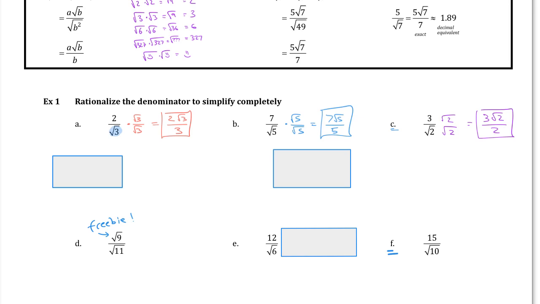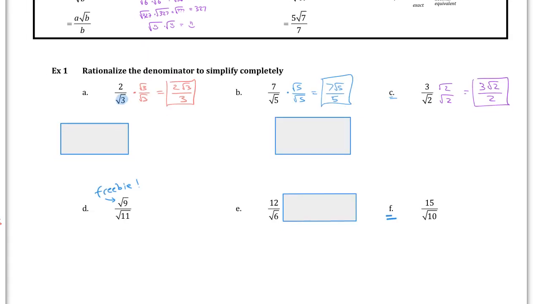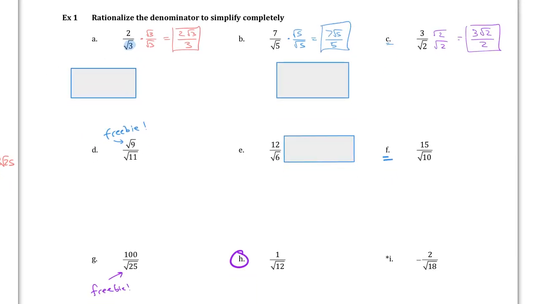So again, in the interest of time, I'm going to skip through a few things. But if you look at problem D, square root of 9, that's a freebie. We should simplify that to 3 first. In G, square root of 25 is 5. Let's simplify that first. Okay, so we get in G 100 over 5, which is just 20. Boom, done.